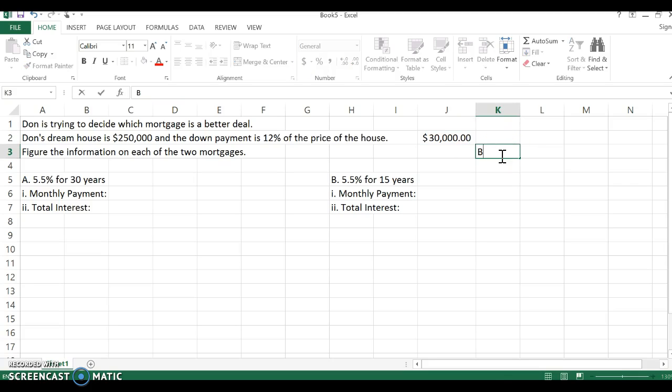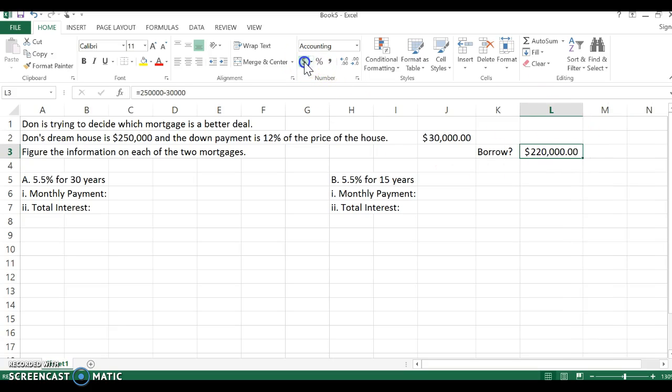So how much is he going to borrow? Well, he's going to borrow, equal sign, 250,000 minus 30,000. He's going to borrow $220,000. Okay, so that's the first piece. That's the number we're going to need in our formula. I'm going to start with mortgage A.